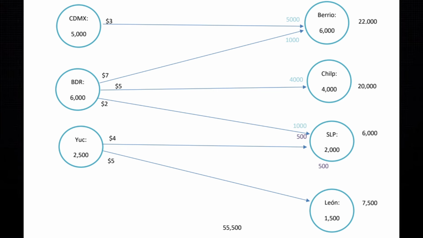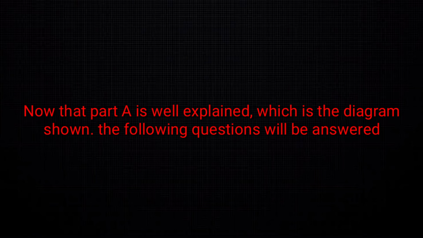In the diagram, we have 3 origins and 4 destinations, starting from Mexico City. The next source goes to Chilpancingo and San Luis Potosí. As the next and last origin, Yucatán, bound for San Luis Potosí and León. Now that part A is explained, which is the diagram shown, the following questions will be answered.